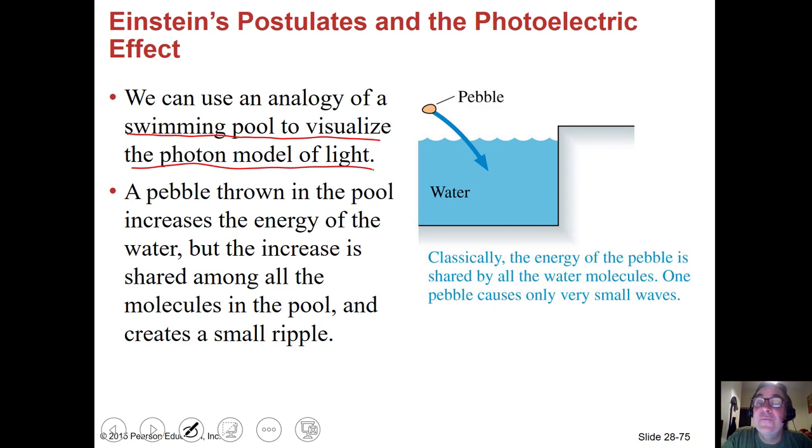But what if the energy of the pebble comes in and one water molecule could get all of that energy? Well, if that were the case, the water molecule could actually jump out of here. In real life, that's not what happens. All the water molecules share it. But what if they didn't? That would be the photoelectric effect in the macroscopic world. All the energy, one water molecule gets it, has now enough energy to leave the water.